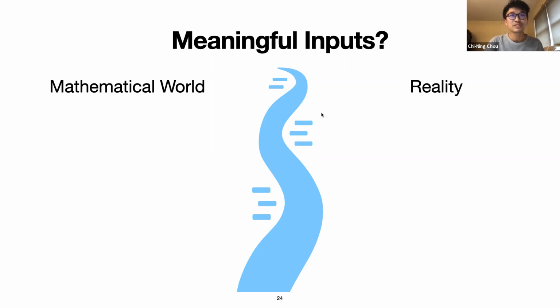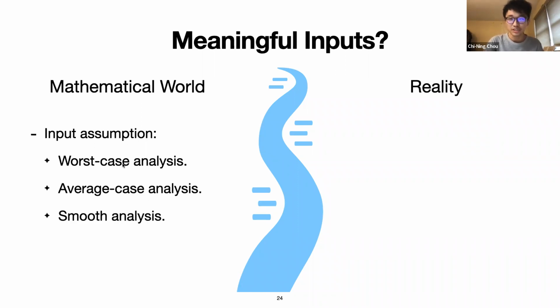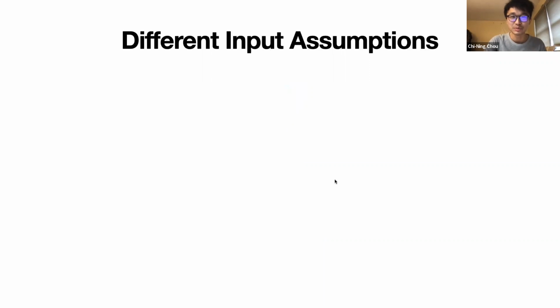Maybe I want to emphasize the importance of studying what are meaningful inputs. In the mathematical world, or in TCS, we have lots of input assumptions, like worst case analysis, average case analysis, and smoothed analysis. I'll explain what these three mean in the next slides. But these are pure mathematical definitions, and there's a huge gap with reality. Those inputs might not really appear in reality. Let me explain a little bit what the difference between them is.